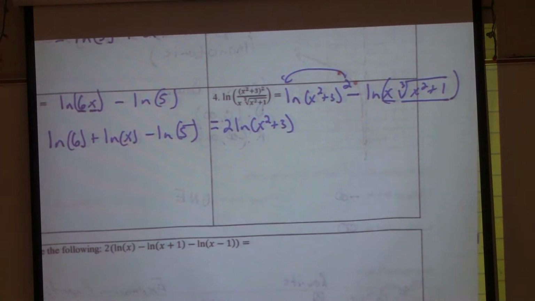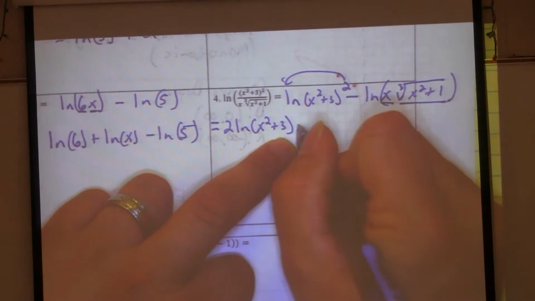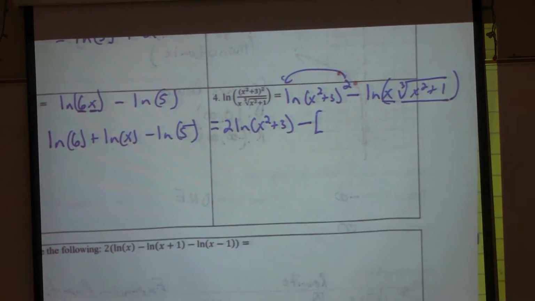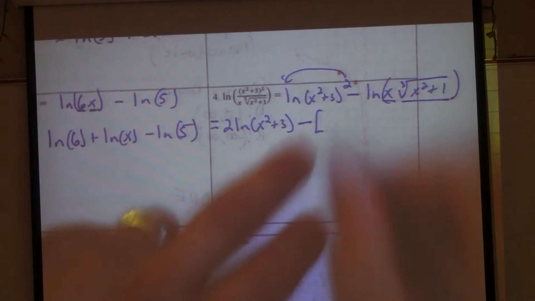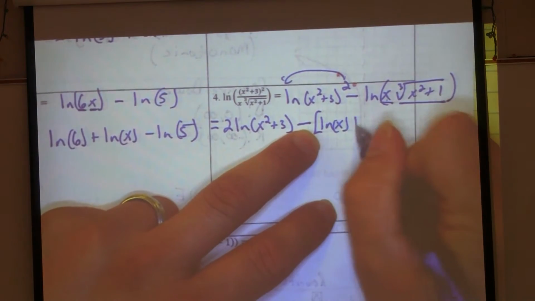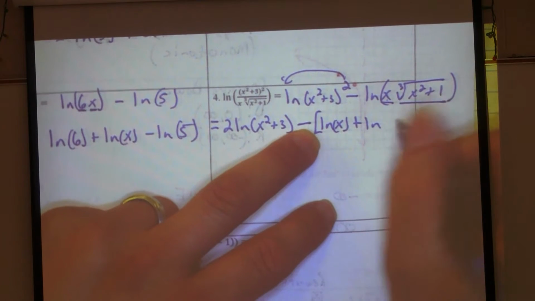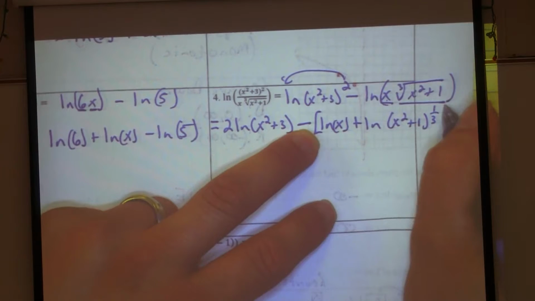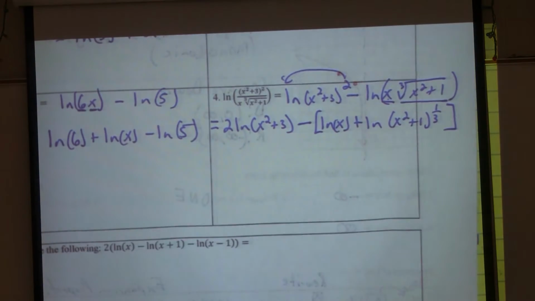But before I can do that, what's happening between them? They're being multiplied, so that becomes what? Addition, right? Now you gotta be careful because you're minusing everything. So I need to put minus and then put brackets because within there I'm gonna have something plus something. Okay? So I'm gonna have ln of the first term x plus ln of x squared plus 1 to the 1/3, right? Because it's the cube root.